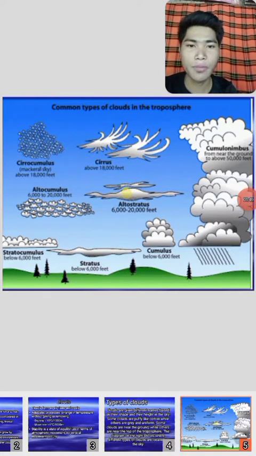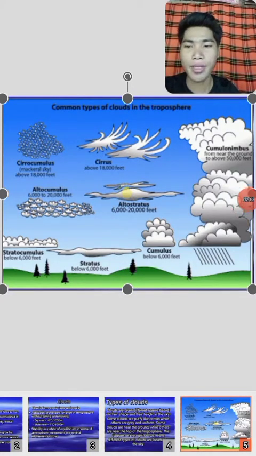So, common types of clouds in the troposphere: cirrocumulus, cirrus, cumulonimbus, altocumulus, altostratus, stratocumulus, stratus, cumulus. So, dagan siya klase-klase nga clouds na makita nato sa langit. Nang lahi siya forma, which is dagan siya nagporma og langgam ng cirrus.